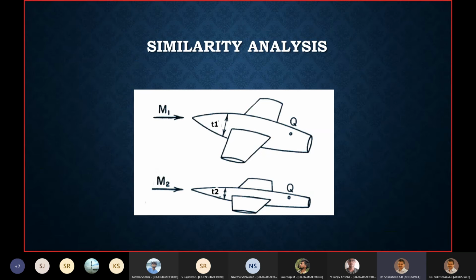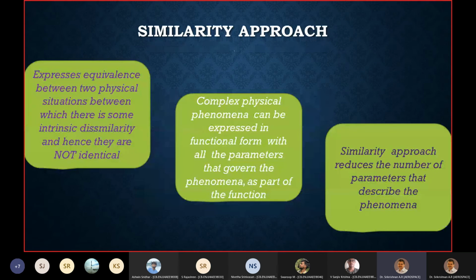I just remind you, they are similar, but say for example in this case, the configurations are similar in certain aspects, but as we can see, the slenderness is different. T1 is higher than T2, the thickness or whatever the transverse dimension is higher for one case. So they have some differences, but overall some of the important parameters are similar. In such cases, we can strike an equivalence between the phenomena of the two, and that is what we call the similarity approach.